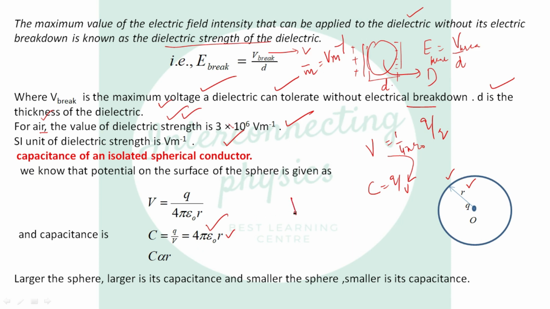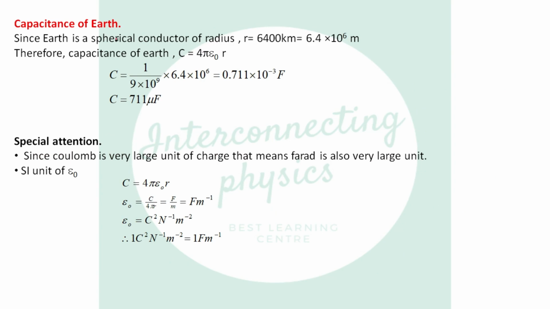If the radius is high, capacitance will be high. If the radius is less, capacitance will be less. The larger the sphere, meaning the larger the radius, the larger its capacitance. The smaller the sphere, the smaller its capacitance. So let's see the capacitance of Earth. We consider Earth as a spherical conductor of radius 6400 kilometers, which in SI is 6.4 times 10 to the power 6 meters.